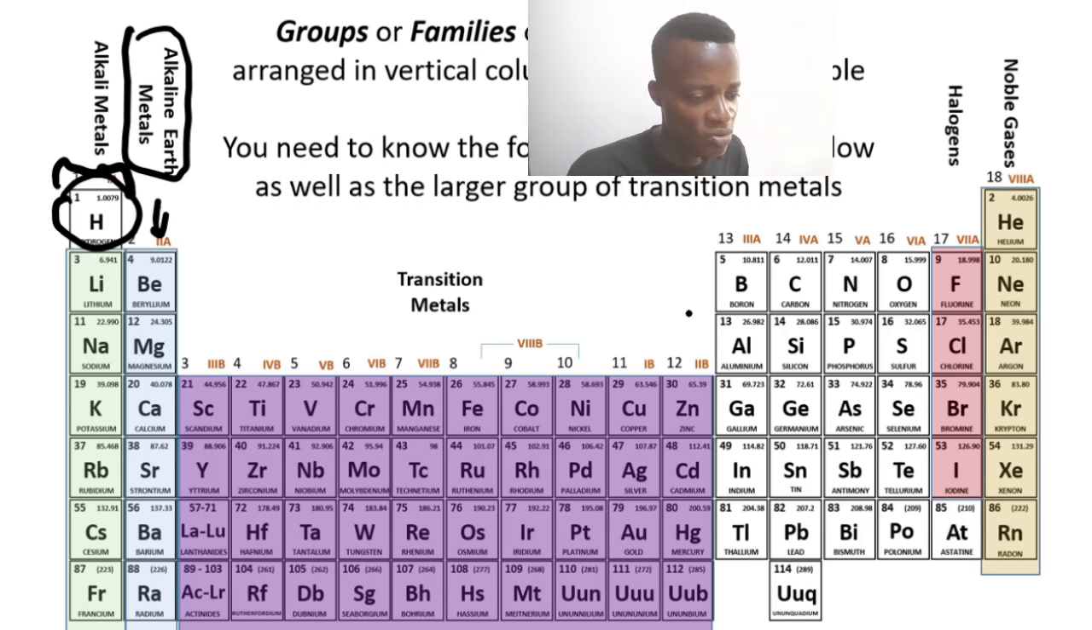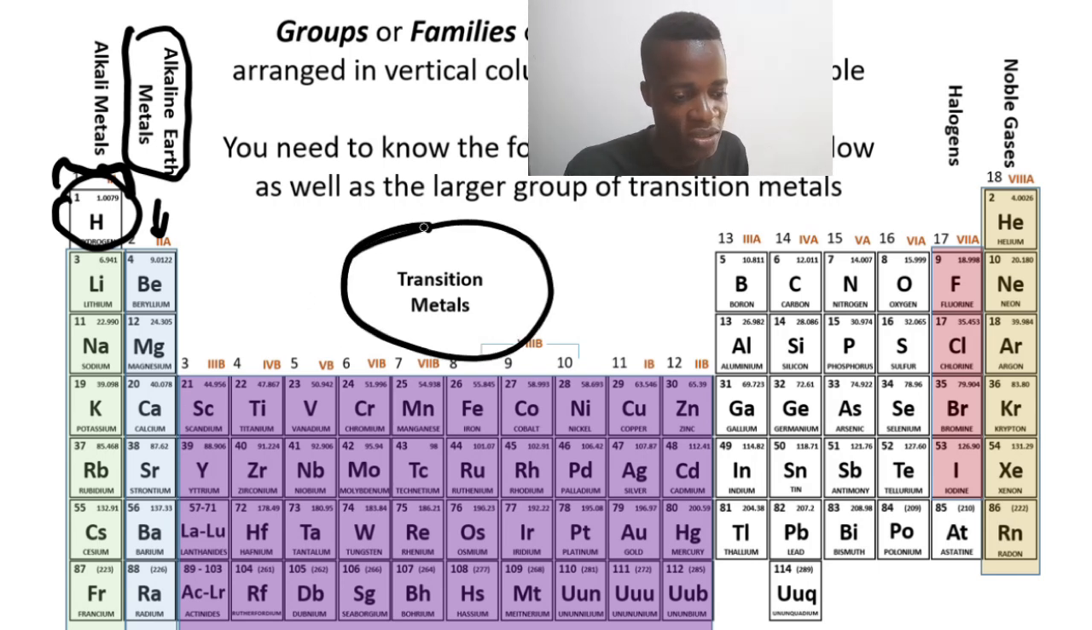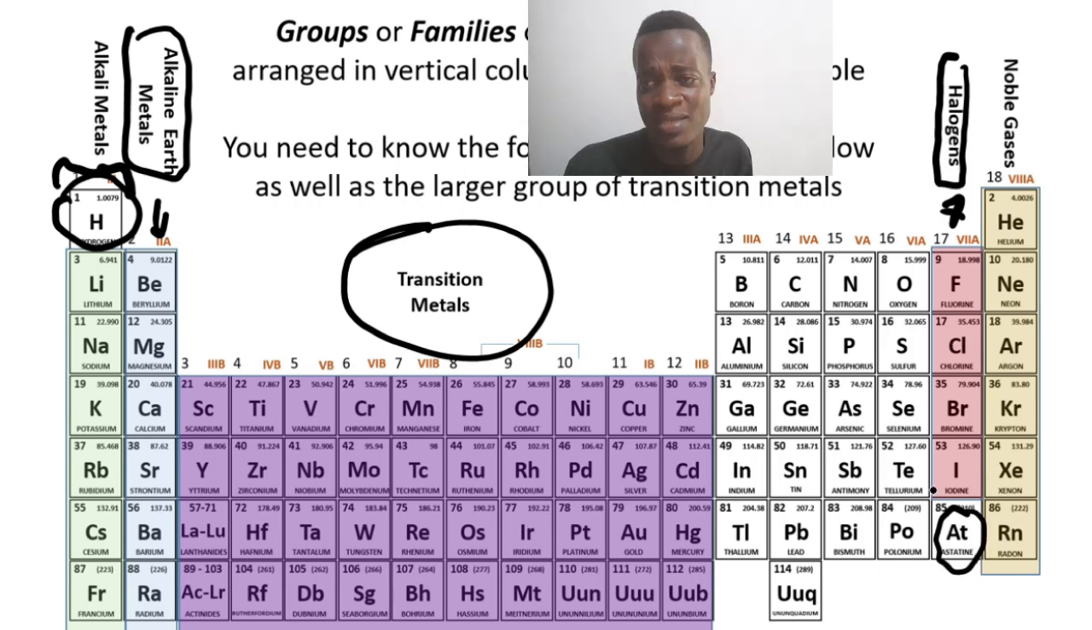Then group 3 is supposed to have a name, but they are mixed up over here. All these ones in between, the D block, are called transition metals. And then the special one you have to know is the halogens. Halogens are all the group 7A or group 17 elements. With the exception of astatine, we said astatine is a semi-metal. Remember that. So fluorine, chlorine, bromine, and iodine are the halogens.